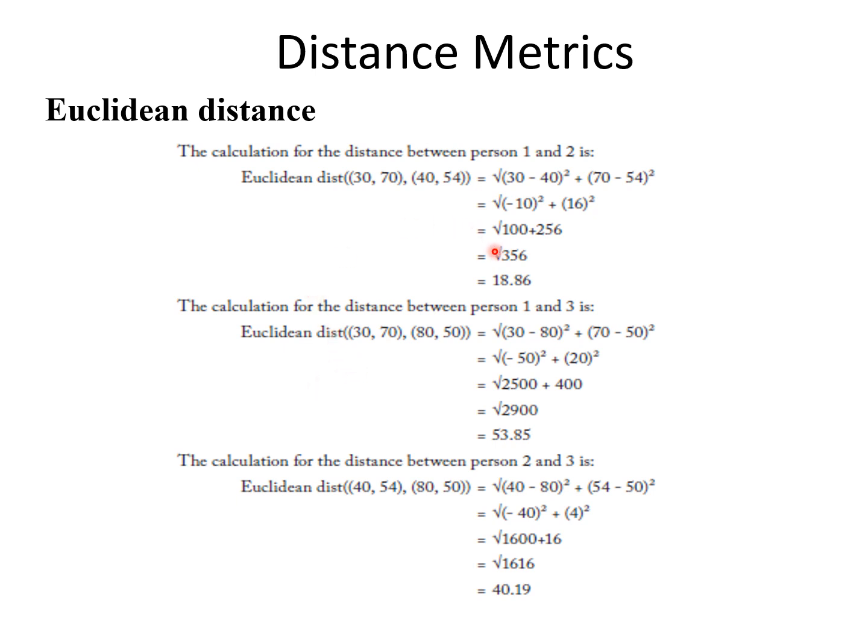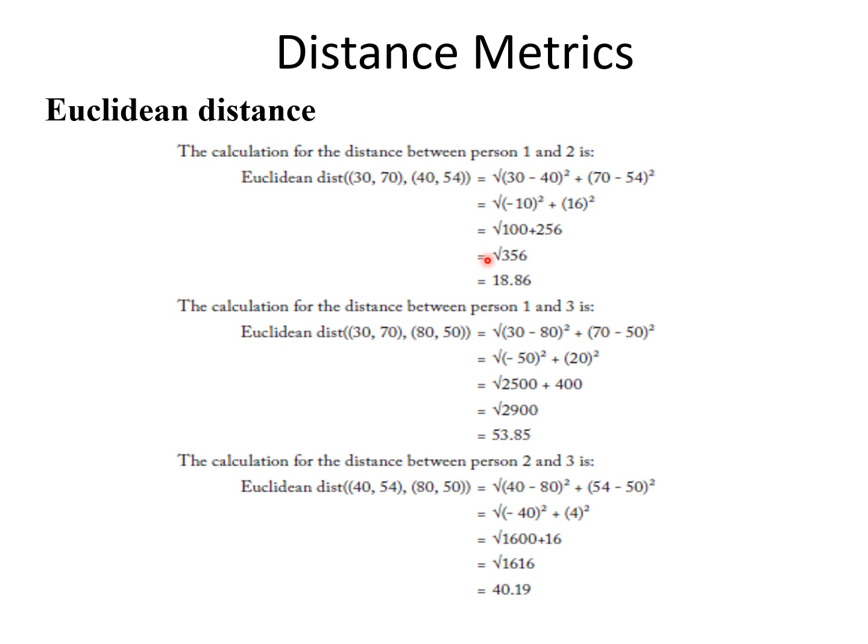Then we compute the distance between person 1 and person 3, having these coordinates: person 1 coordinates are this and person 3 coordinates are this. So when we fill up the formula, we got this value. Then we computed the distance between person 2 and person 3, having these coordinates. When we fill up the formula with these coordinates, we got the value 40.19.